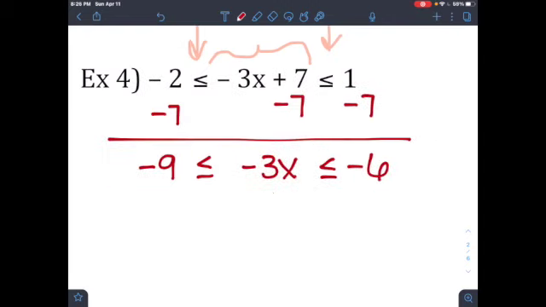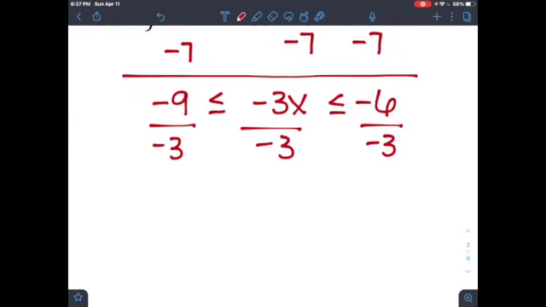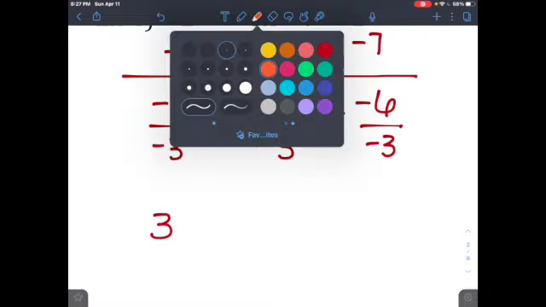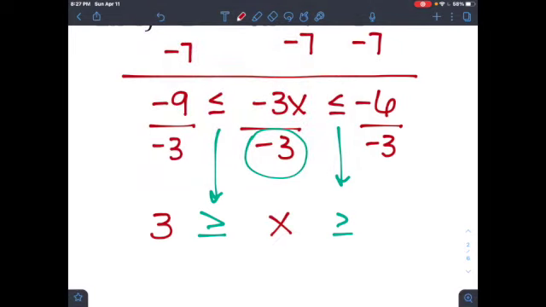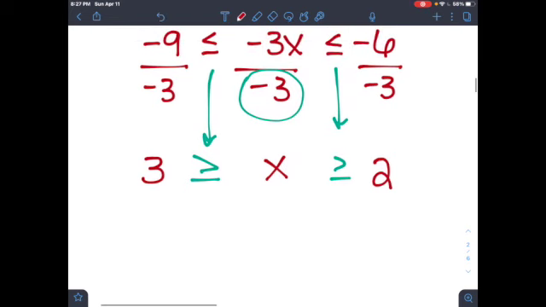To get x by itself, I'm going to divide by negative 3, divide by negative 3, and divide by negative 3. Now, be careful. Hint: when you divide by a negative, you need to make sure you change the sign. So the signs got switched because I divided by a negative. The answer is going to be x, because negative 3 divided by negative 3 is 1, and 1x is just x. And negative 6 divided by negative 3 is going to be 2. So it's 3 greater than or equal to x, and x is greater than or equal to 2.